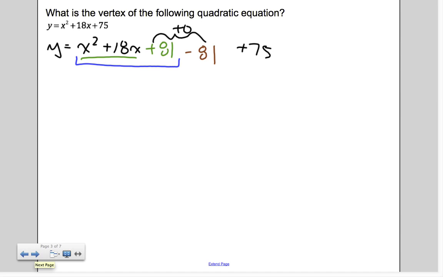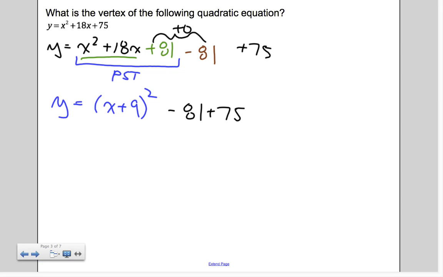Now what I can do here is take this, and I recognize, oh, there's my PST. So now I can factor it, because we have x plus 9 quantity squared, right? We're going to just take that part and factor it. We got a perfect square trinomial. And we're left with minus 81 plus 75. Right? Well, now we can simplify, right? Negative 81 and 75.